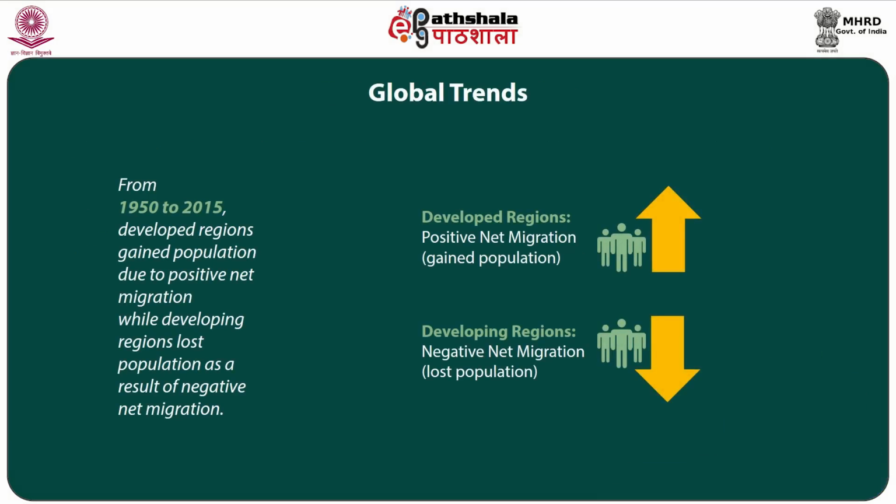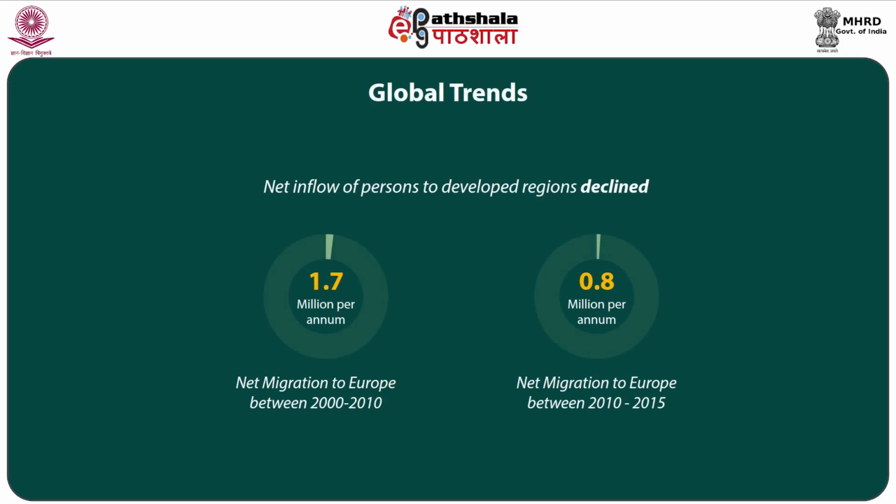Let us look at the global trends in terms of net migration, international migration. From 1950 to 2015, developed regions gained population due to positive net migration. On the other hand, the developing regions lost population as a result of negative net migration. Between 1950 and 2010, the magnitude of net inflow of migrants to developed regions increased steadily, and it reached an average of 3.2 million per year between 2000 and 2010.